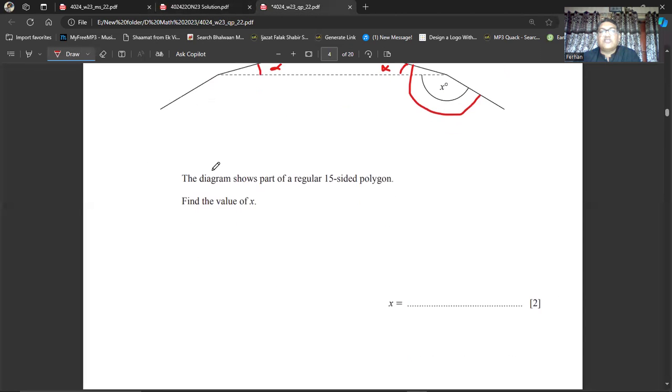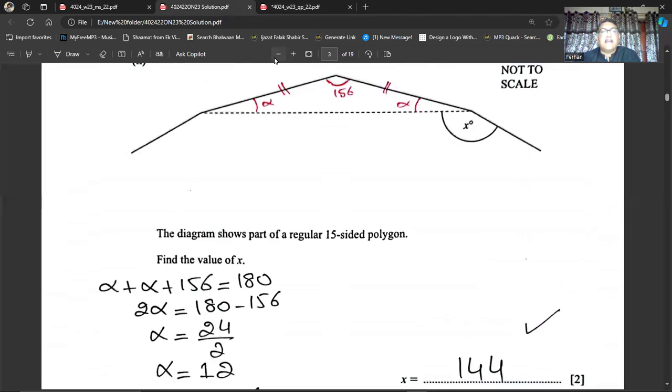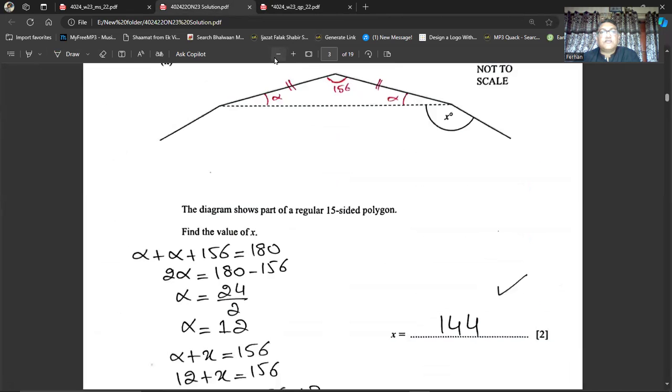It's a 2 marks question. So very simple, straightforward question. And here we go. Okay.